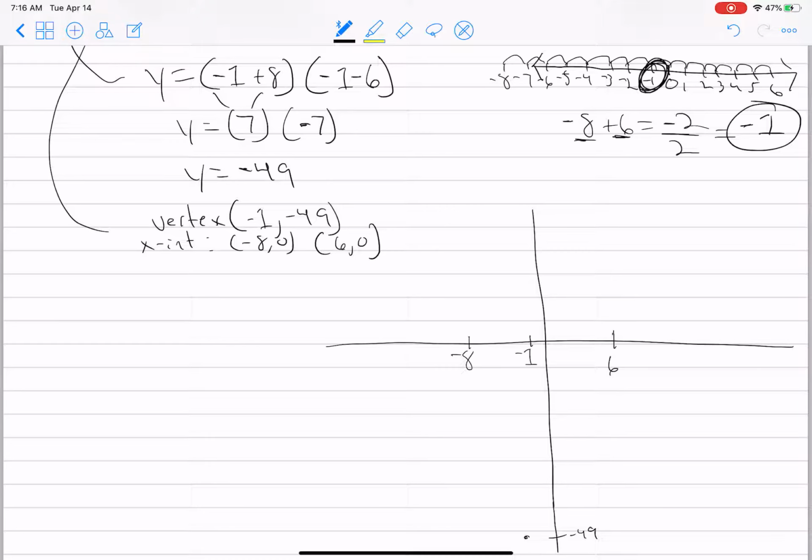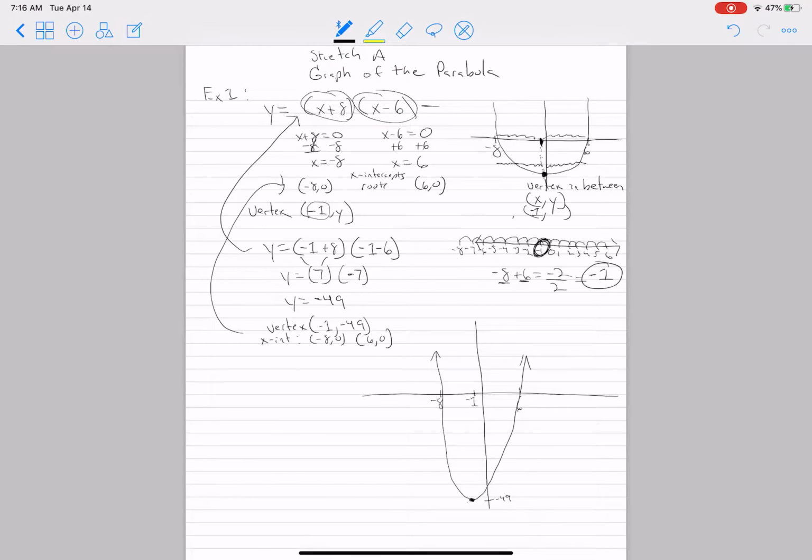So here's my vertex, and again, that's why this is a sketch of a graph. It's not necessarily super accurate. And we're just showing what it looks like. We're going to go up, boom, boom. There's my sketch of the parabola. And as long as you've labeled each of the pieces, you should be good to go. All right, there's one with a lot of instruction.